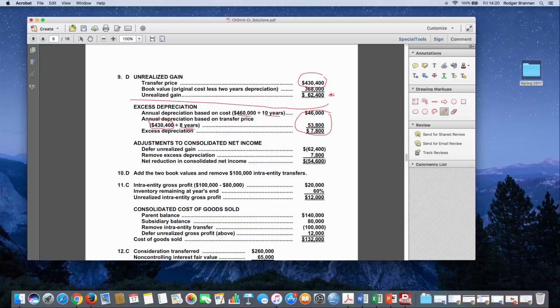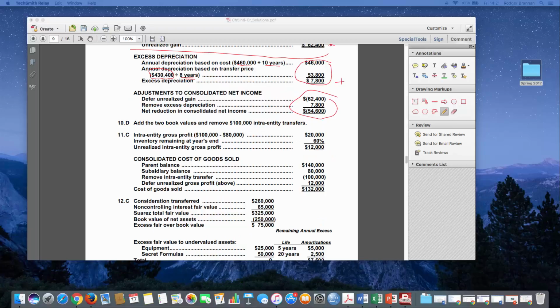So the excess depreciation here, which is going to have to be added back, which is going to be a credit entry, is going to be the adjustment. So in the first year, you have to eliminate the gain. So you're going to make a debit entry, and then a credit entry to depreciation. So the net of these is the $54,600. That's going to be the reduction in net income for the year because of the sale of this asset between these two different entities that are related.